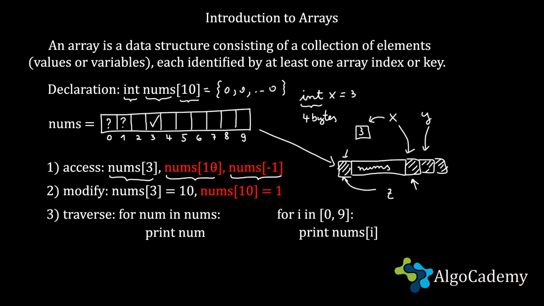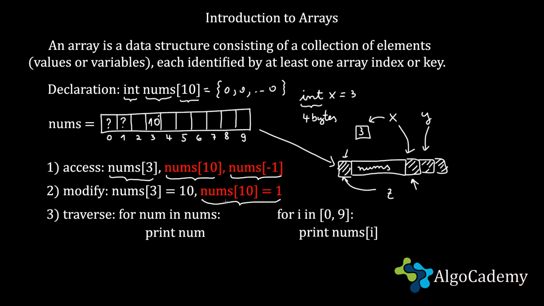Then, the second operation we can do on an array is, of course, modify some element. For example, here, nums of 3 equals 10. So whatever was the value of nums of 3, now I'm gonna overwrite it, and the new value is going to be 10. Also here, you can't do something like nums of 10 equals 1, because this element doesn't exist. Also will result in a runtime error.